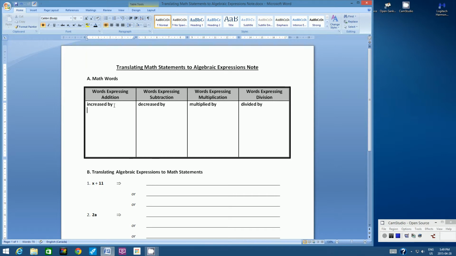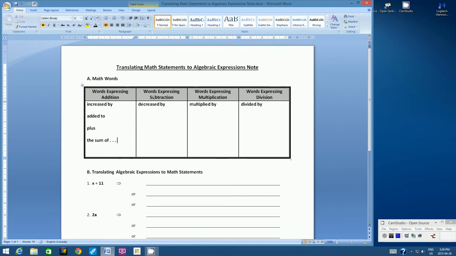Okay, so let's add a few more. How about added to? And we can always use plus. And how about a really sophisticated one? The sum of. Okay, so those are just four examples. Whenever we see addition, we can substitute addition for these phrases or these words.